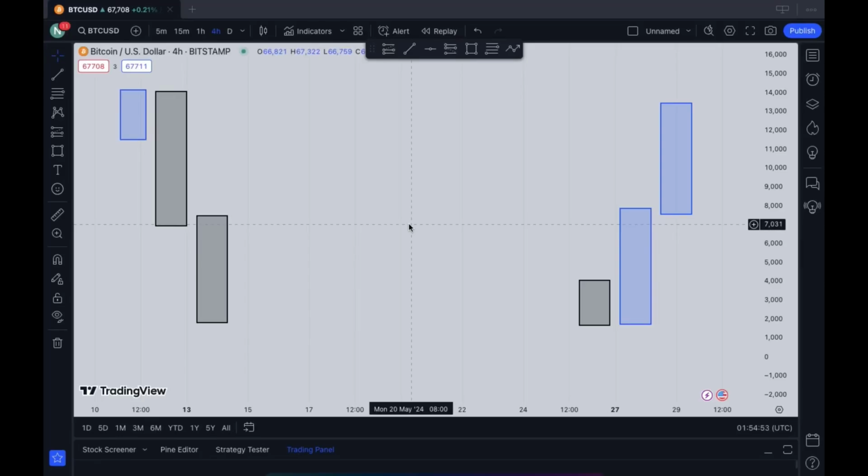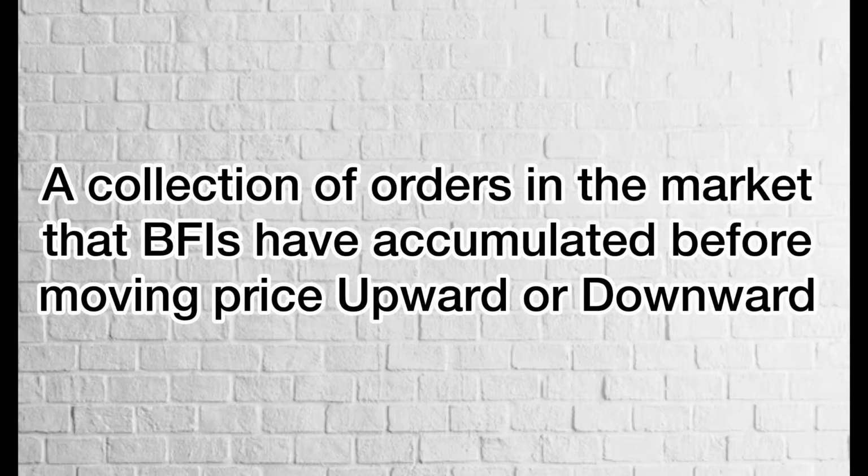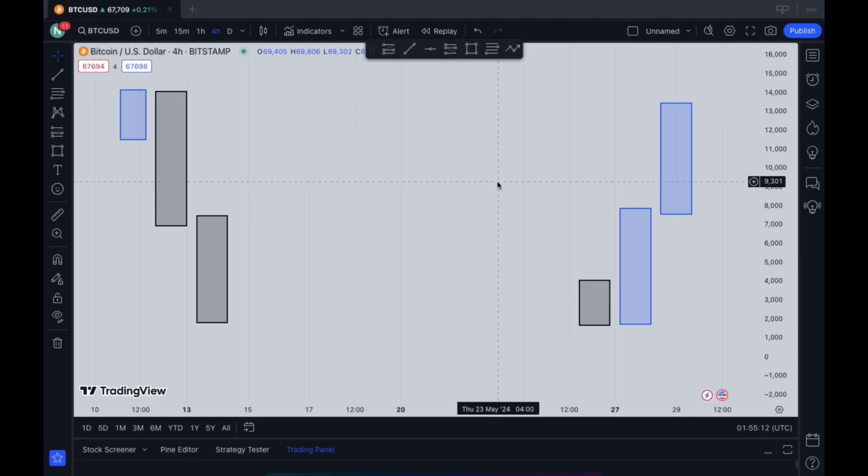Hello friends, so in today's video we are going to be looking at order blocks. So what are order blocks? They are simply a collection of orders in the market that big financial institutions or BFIs have accumulated before moving price to the upside or to the downside. Or you can also look at it as the last or previous candle before an aggressive move is made either upward or downward.